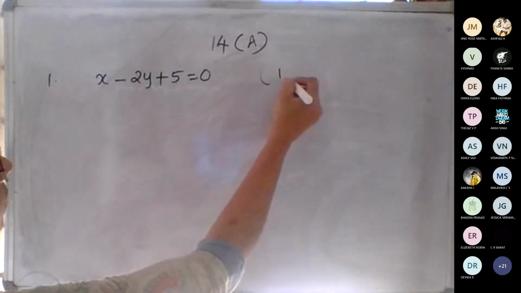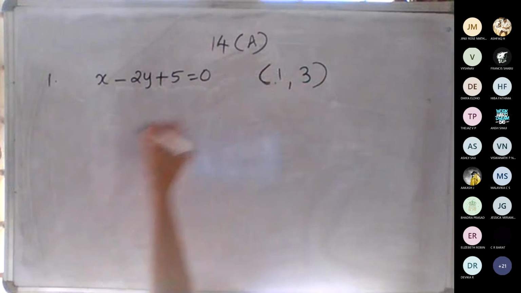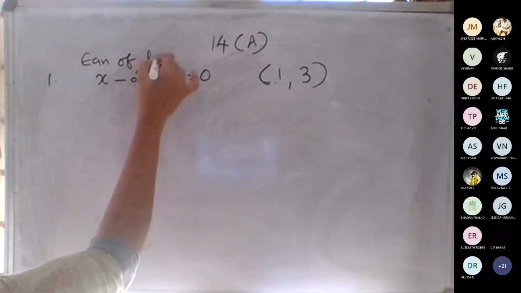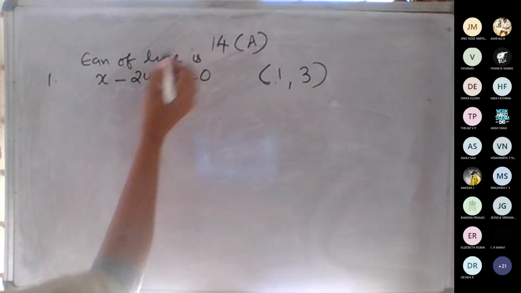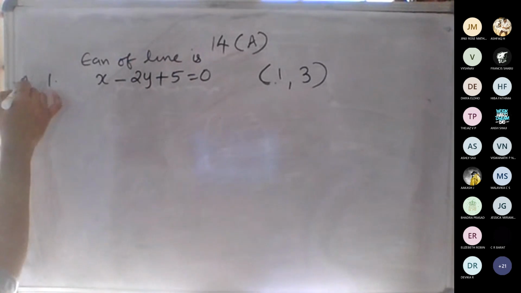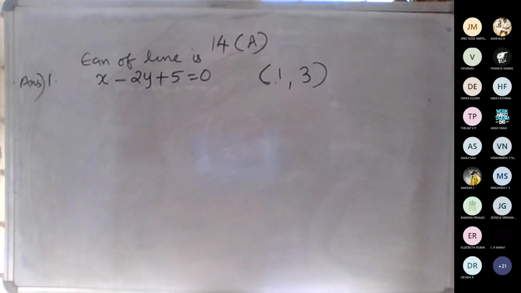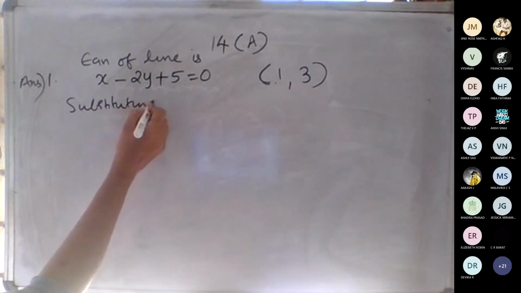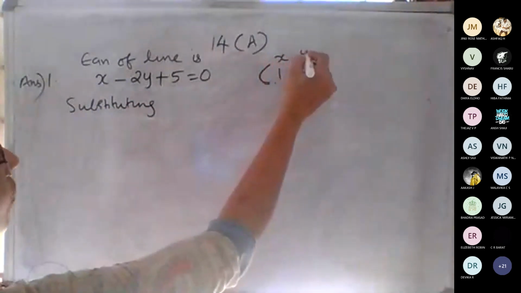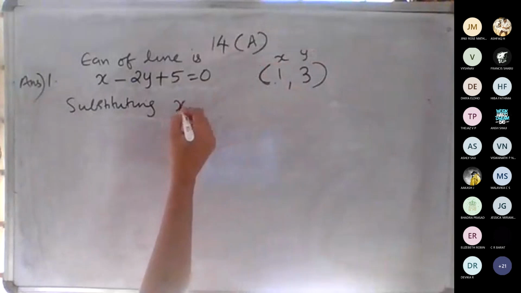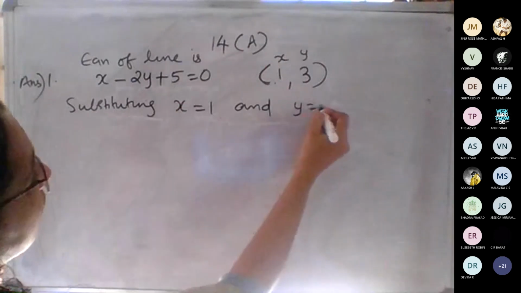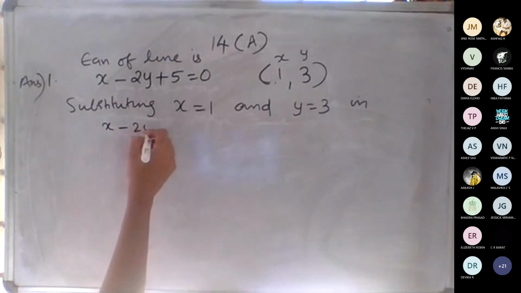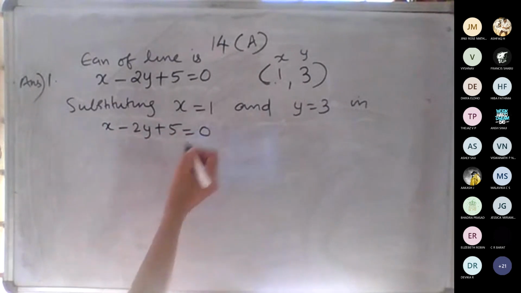So point (1, 3) is our question. The equation of the line is x minus 2y plus 5 is equal to 0. Then substituting, this is x and this is y. Substituting x is equal to 1 and y is equal to 3 in x minus 2y plus 5 is equal to 0.